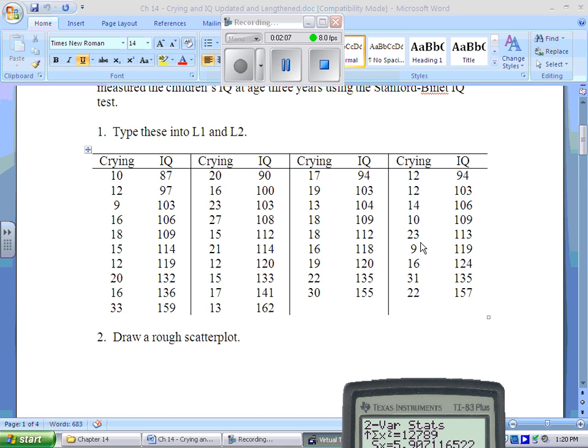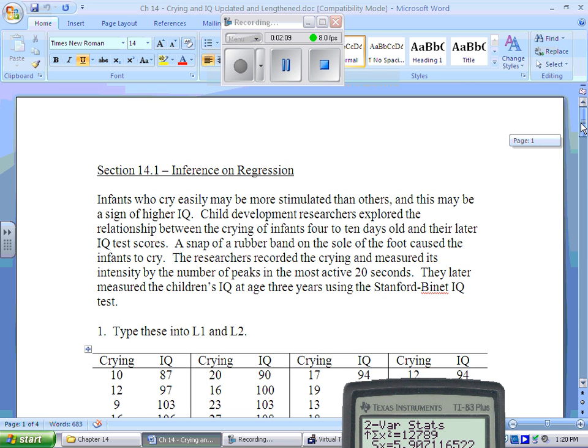And they probably gave their mom a free Chick-fil-A sandwich or something for doing it. I am not making this up. You can read it right there. A snap of a rubber band on the sole of the foot caused the infants to cry. I don't make this stuff up. It's too easy.